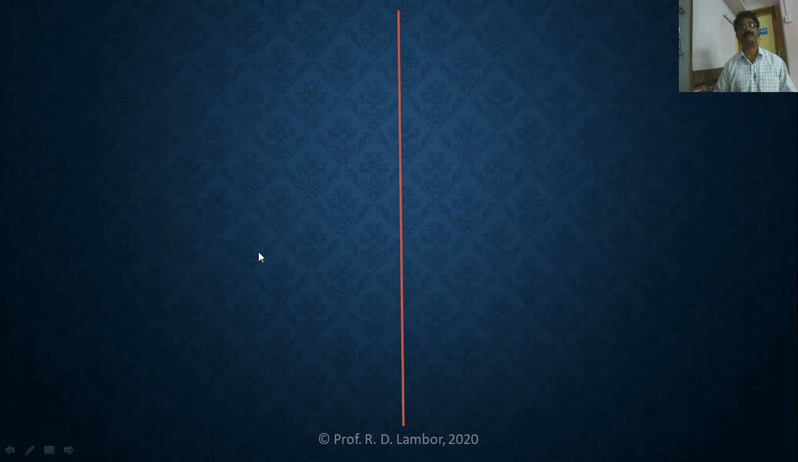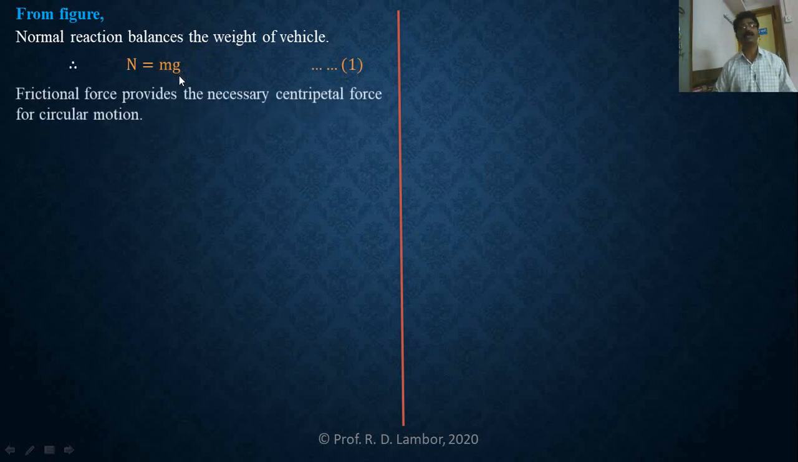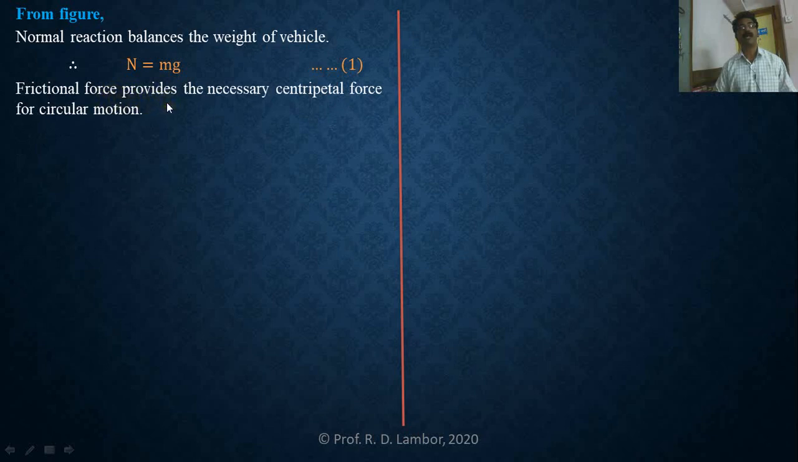So we will see a few mathematical relations which arise due to these forces in the next slide. See here. From the figure that we have seen already, the normal reaction balances the weight of the vehicle. That's why we get this mathematical formula: normal reaction equal to weight of the vehicle. Next we have seen the frictional force provides the necessary centripetal force for circular motion. This gives you the second formula, frictional force equal to mv square upon r, or m r omega square.